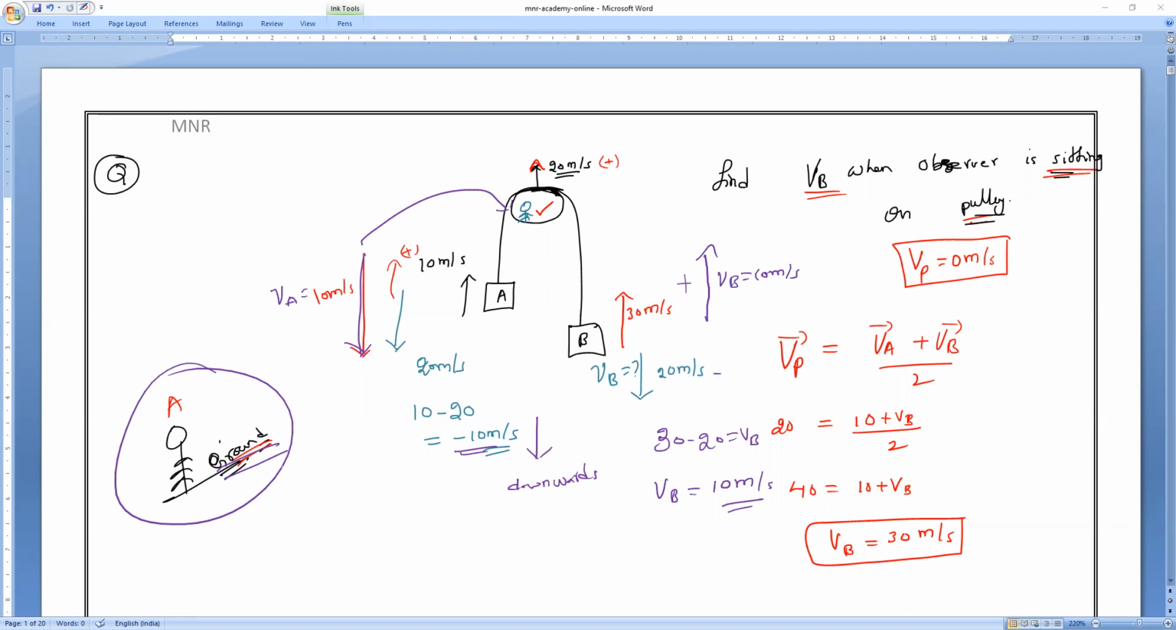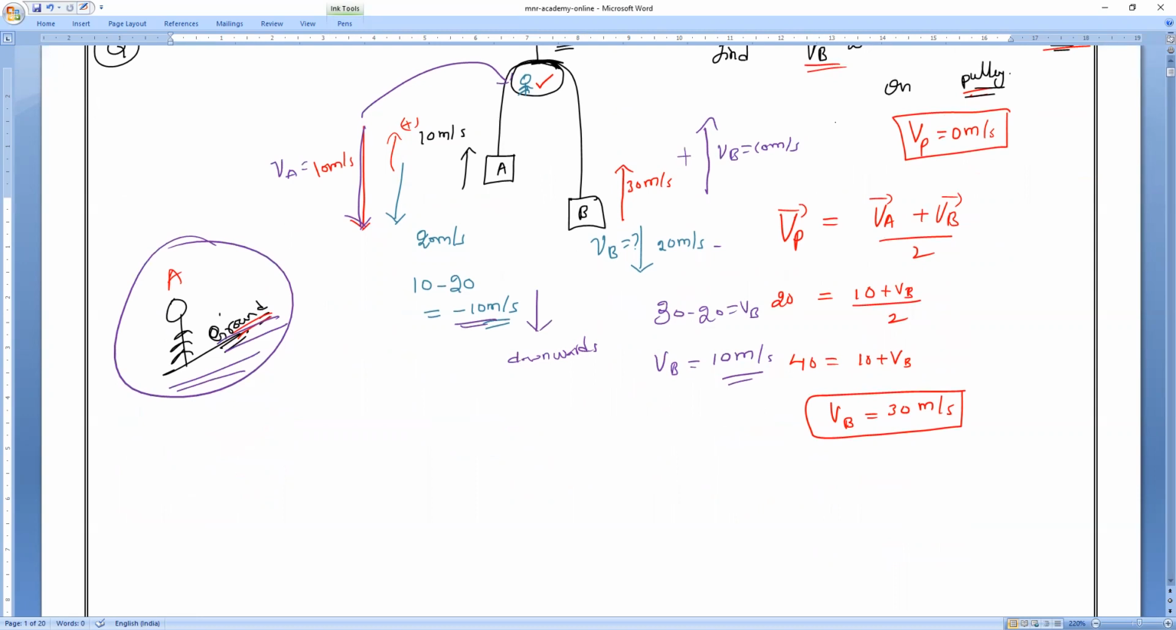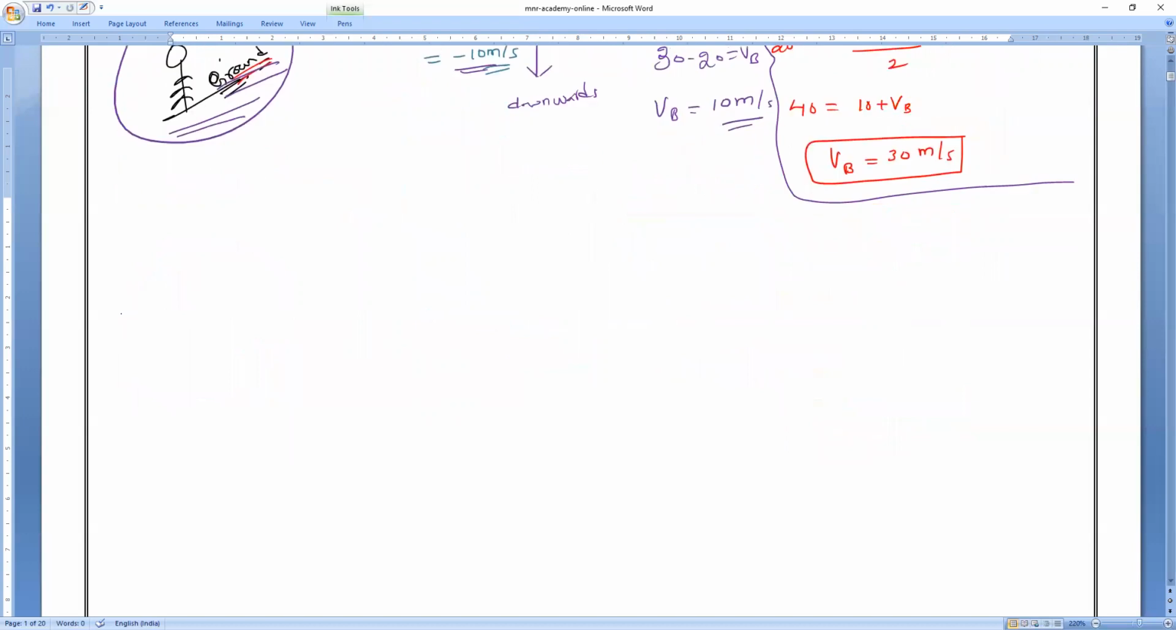So first you should know the velocities from the observer on the ground. If you know the velocities from the ground observer, then only you can find them when the observer shifts to the pulley. So this is the first question of our today's class. I hope you all understand. Everybody clear? Anything having doubt, you can ask me. Understand, Mr. Murali, Mr. Monish?